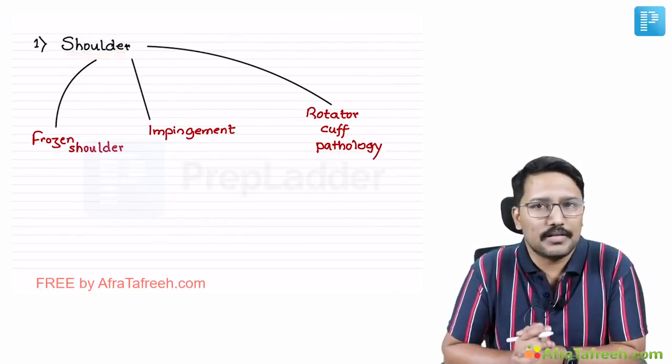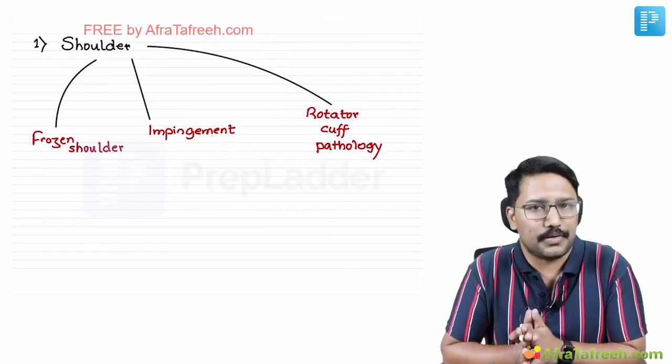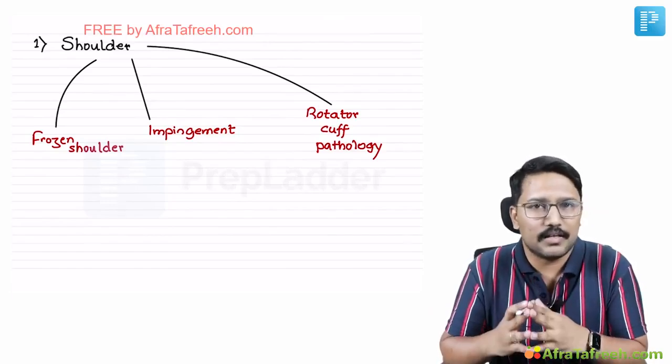Okay, so the first regional pain syndrome we're talking about is the shoulder joint. Now, in the shoulder joint, there are three entities we need to know.